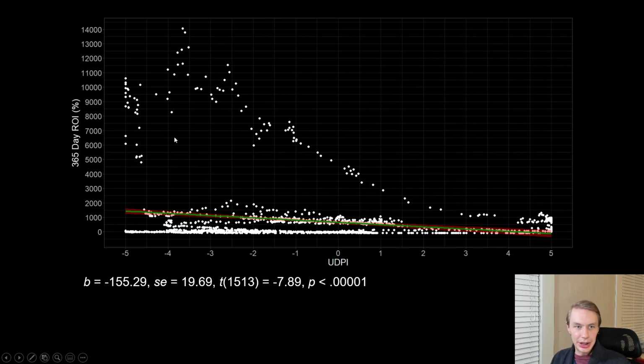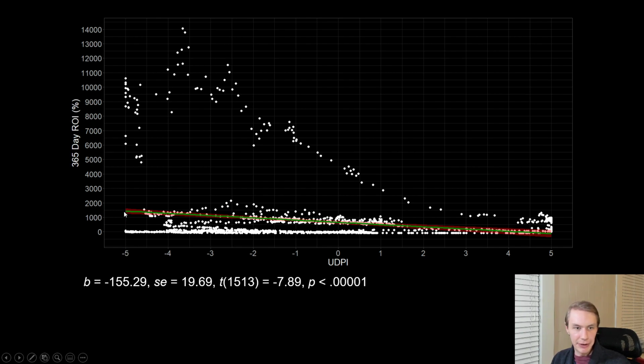Look at the yearly ROI. Again, similar story. Again, seeing kind of clustering of the highest ROIs around the kind of -5 to -3 level. And again, this negative best fit regression line slope. So for every point you go down the UDPI, historically you've expected a 155% increase in the ROI for every point you go down on the UDPI. And this would be the best fit regression line. So this is kind of the typical expected ROI at these different points.